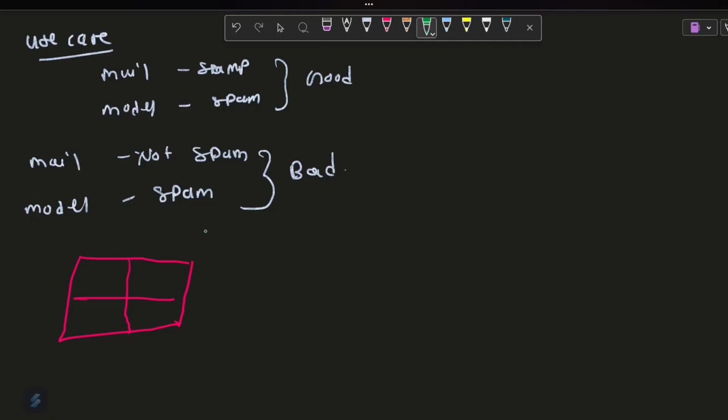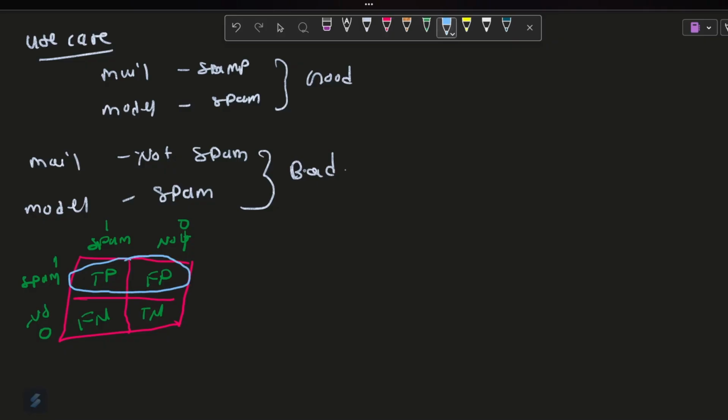So let's start: spam and not spam. Similarly, the actual is spam and not spam, and the points are 1, 0, 1, and this is 0. So this is the true positive, false positive, false negative, and true negative. That's where we have the formula. And precision mainly focuses on that point.